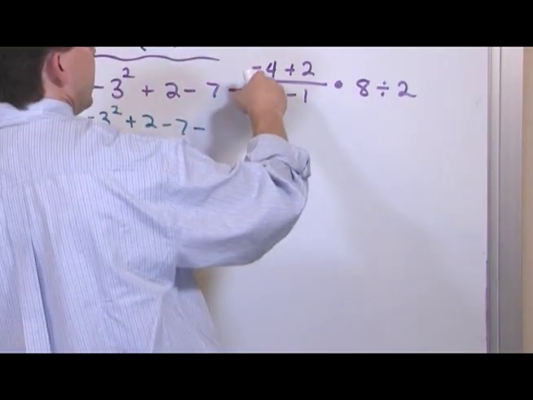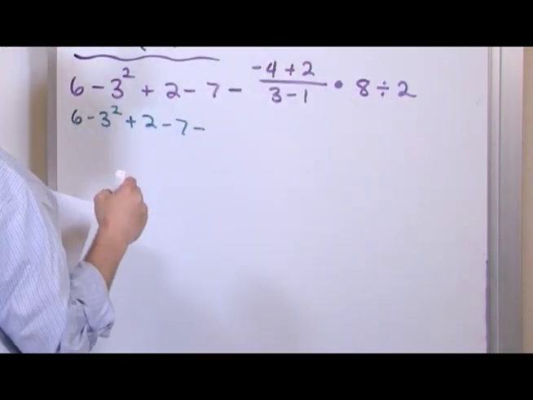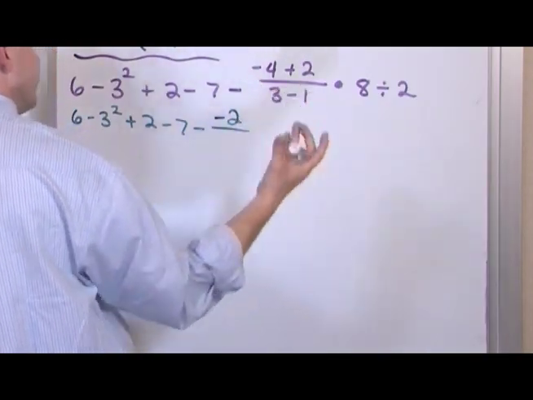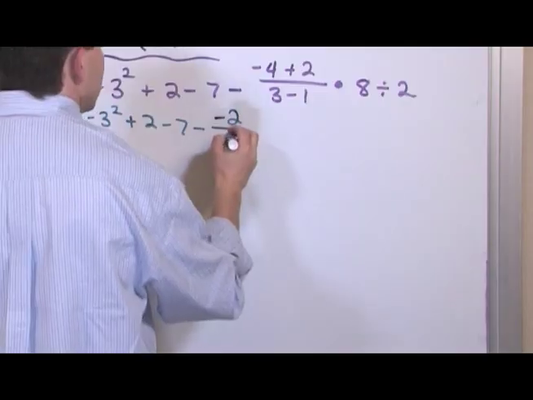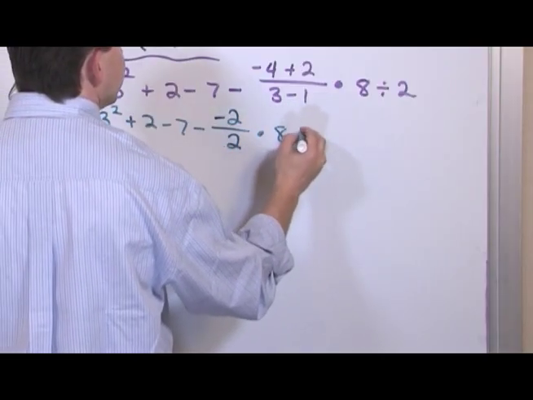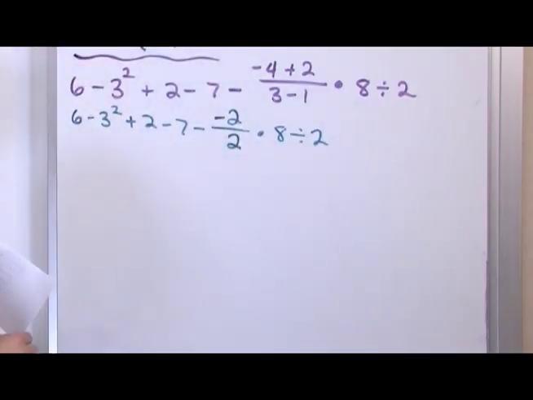Now in the top we have -4 plus 2 is going to give you -2. -2 in the top. And in the bottom, I'll just work on it now. 3 minus 1 is 2. We still have to multiply by 8 and divide by 2. Now, the next thing we can do at this point is look for the next thing.